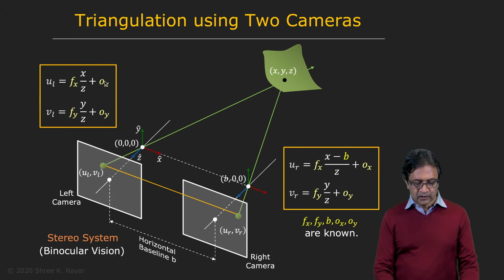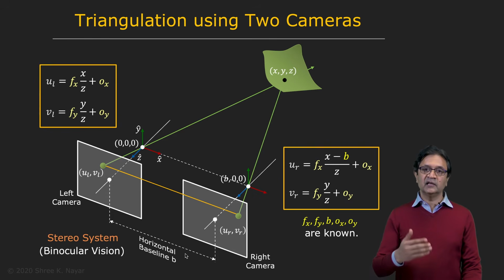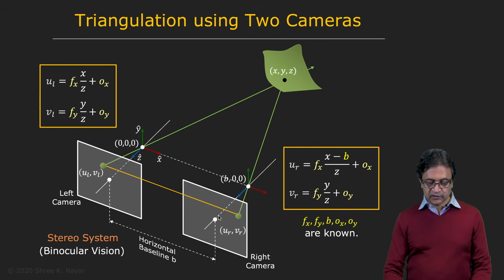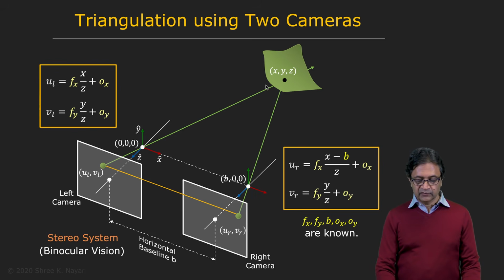We have the perspective projection equations for the left camera with all the known internal parameters. Remember, again, our cameras are calibrated. And we have the same for the right camera, with one important difference: instead of x here, you have x minus b, where b is the baseline, which again is known to us. So fx, fy, ox, oy, and b are all known to us via calibration and the way that we have set up the stereo system right here. So given these four equations, it turns out that you can actually find x, y, and z in the scene.